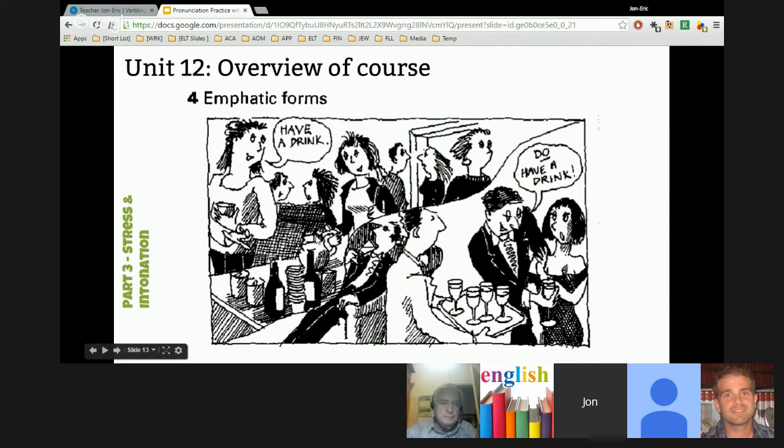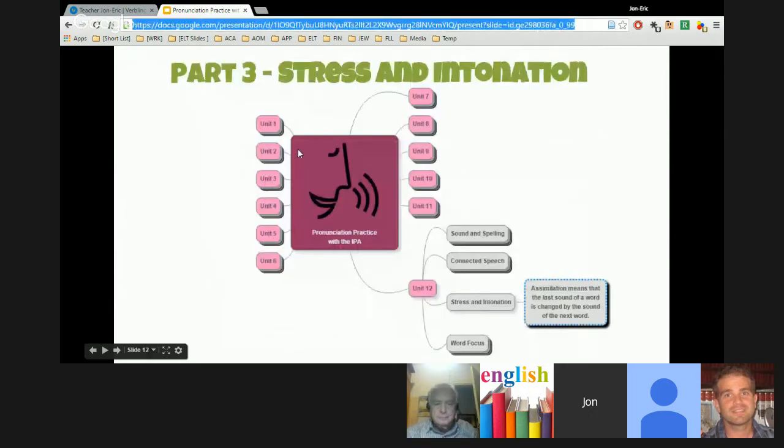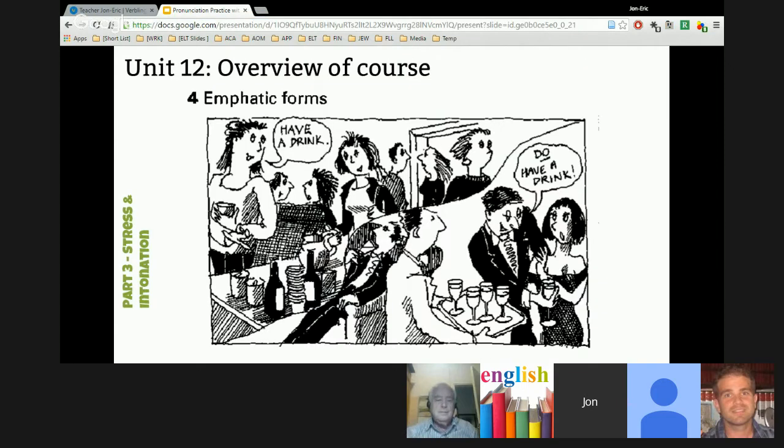Okay, so here's what we're going to do. We're going to be working with the IPA in the second half of the class. The first half of the class, I want to go over something about how we create emphasis when we have a sentence that is missing a verb, one of those verbs that reappears. Let me show you what I mean.